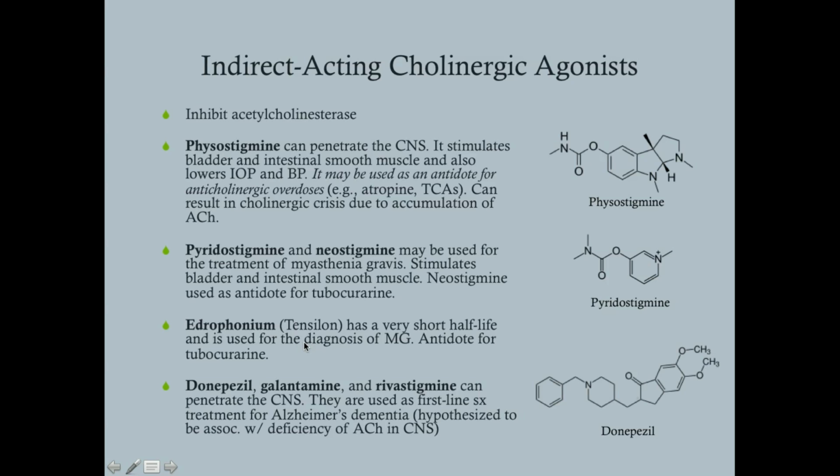Edrophonium, also known as Tensilon, is not used therapeutically, but it is commonly used diagnostically because it has a very, very short half-life, but at the same time it's very potent. It is used often for the diagnosis of myasthenia gravis. So you give a patient who has myasthenia gravis edrophonium, and that's going to rapidly increase the amount of acetylcholine at their synapse, and so their symptoms should improve. They should gain more strength, but then as the edrophonium wears off, that strength will go back down to what it was before.